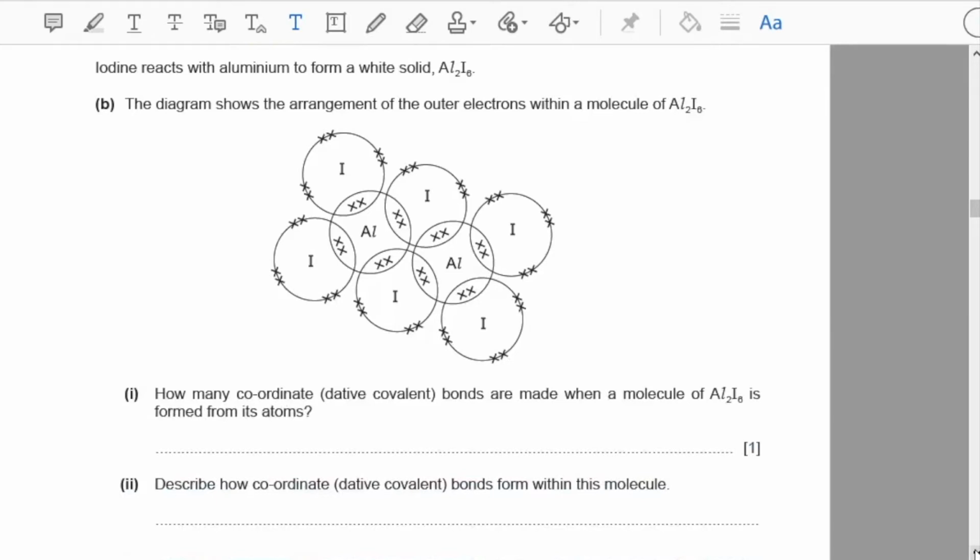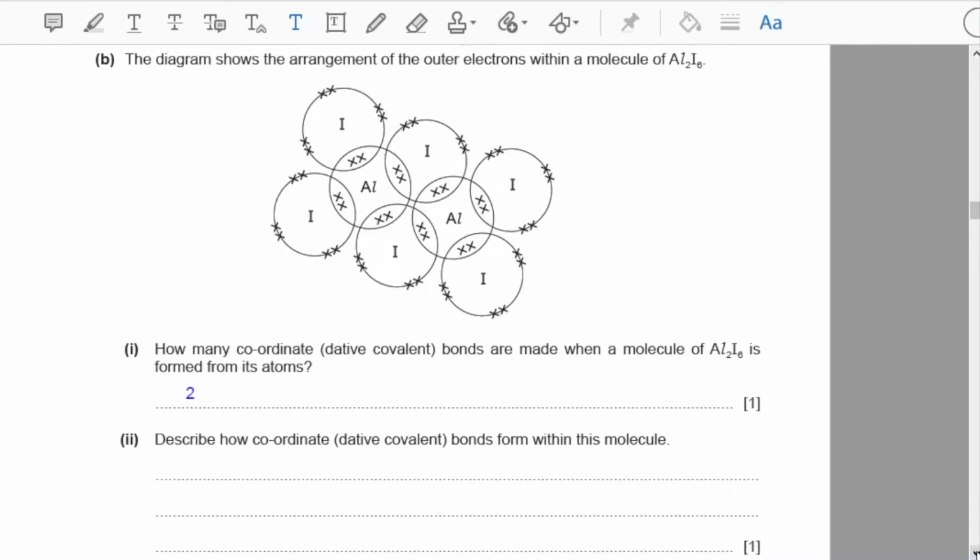Iodine reacts with aluminium to form a white solid, Al2I6. Part B. The diagram shows the arrangement of the outer electrons within a molecule of Al2I6. Part 1. How many coordinate covalent bonds are made when a molecule of Al2I6 is formed from its atoms? So here, both these iodine atoms, this one and this one, are sharing more than one electron pair with these two aluminium atoms, which is not the case with other iodine atoms like this one, this one, this one, and this one. So I can say that there are two dative bonds due to the fact that these two iodine atoms are sharing more than one electron pair with aluminium atoms. So there are two dative bonds.